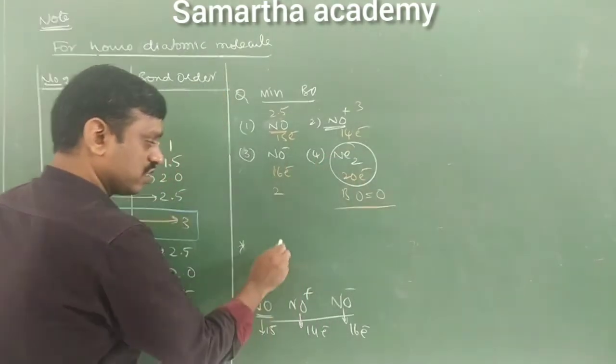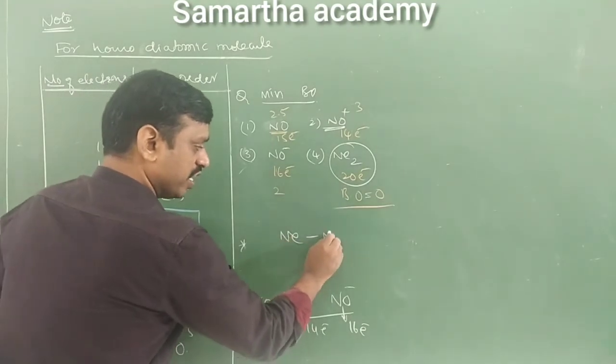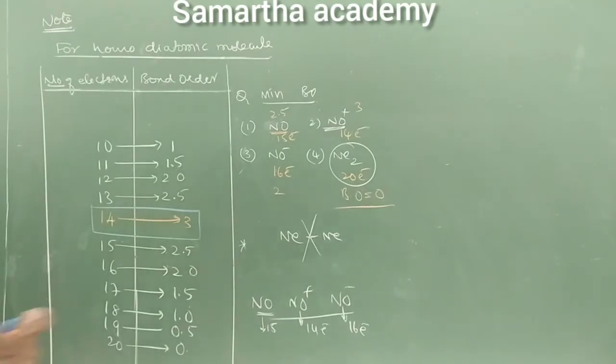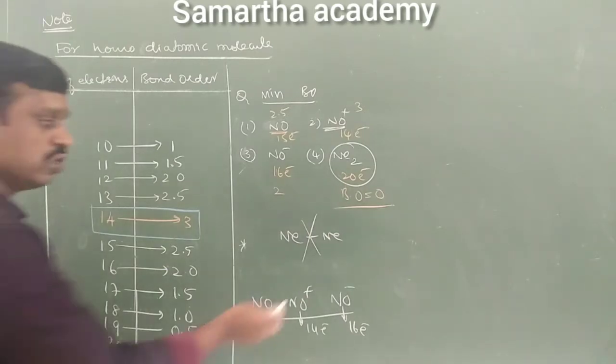Do you know Ne2 has 0 bond order? What is the meaning of this? In between neon, is there any bond? This bond is not possible. That means there is no bond between neon. That is a noble gas. We know that all the noble gases are monoatomic gases. There is no kind of covalent bond between any two noble gases. Helium, it is also 0.